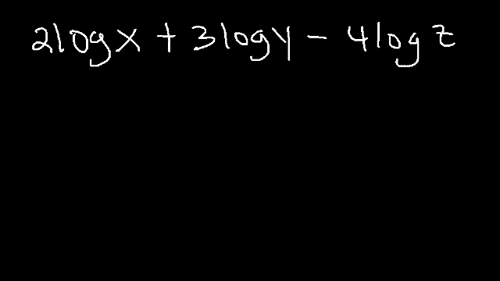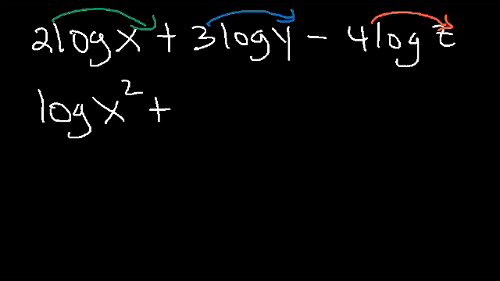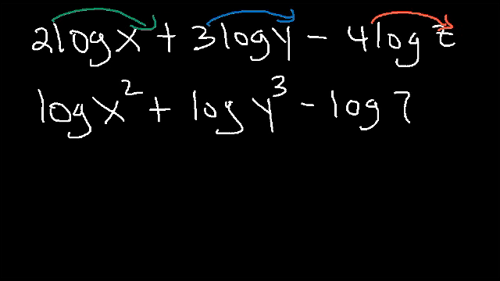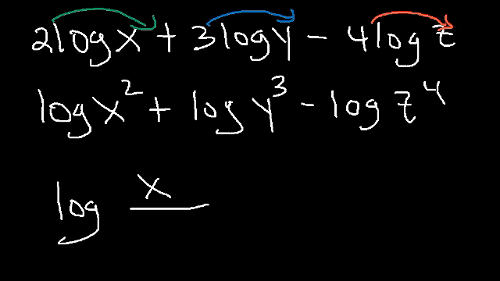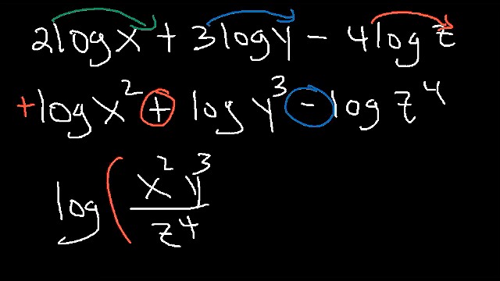So the 2 is going to be the exponent of x, the 3 is going to be the exponent of y, and 4 is going to be the exponent of z. So it's log x squared plus log y cubed minus log z to the 4th. So now at this point we can combine it into a single log expression. So x squared and y cubed have a positive sign in front of them, and z to the 4th has the negative sign, so it's going to go on the bottom. So this is it. It's log x squared y to the 3rd over z to the 4th.